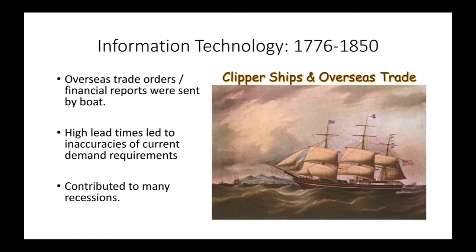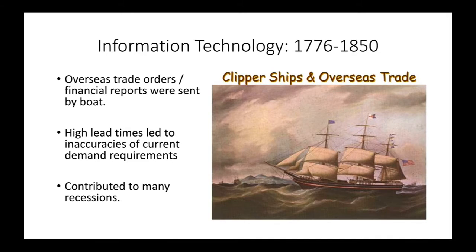To start off, before there were any electronics, information technology pre-1850 consisted of information being sent by mail, and that information could only reach its destination as fast as ships could sail across the Atlantic, or as fast as trains or horses could ride across land. These high lead times led to inaccuracies of current demand requirements.